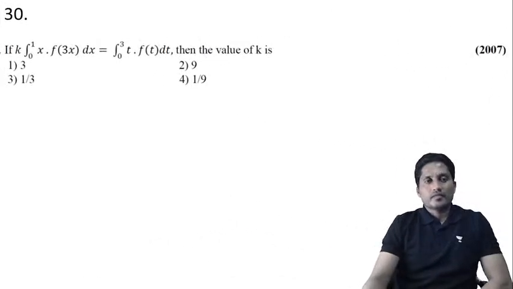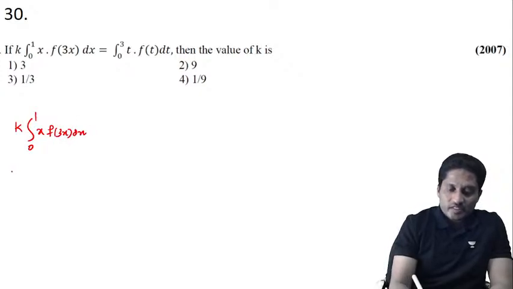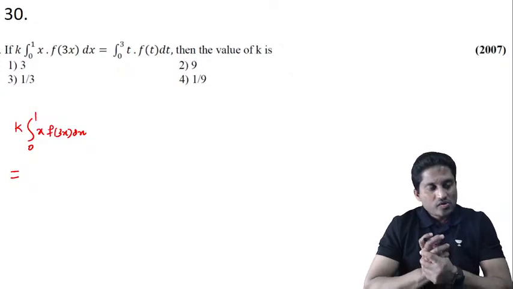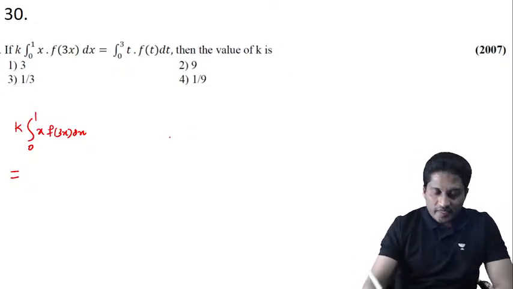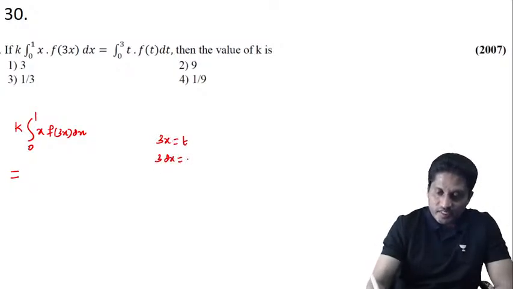Right, let's move to the next question. See, I'll take this LHS, k into integration 0 to 1, x into f of 3x dx. Right, now let us integrate this. I'm going to put 3x is equal to t. Differentiating, 3 dx is equal to dt. From this I can write dx is equal to dt upon 3. Let's call it equation 1.